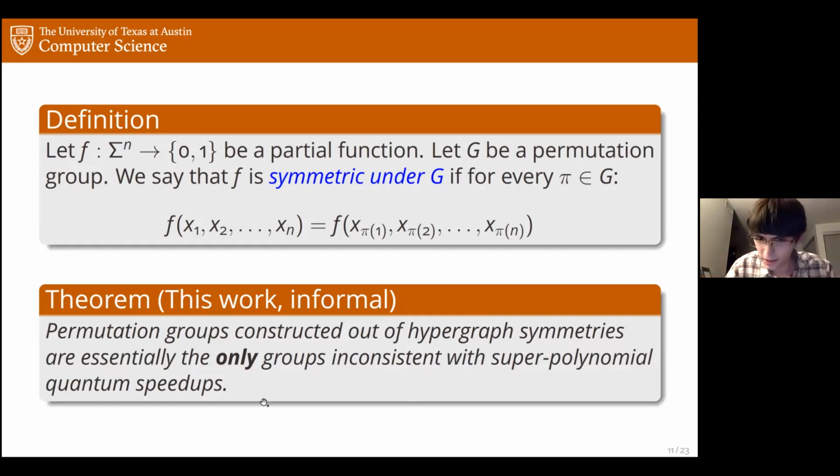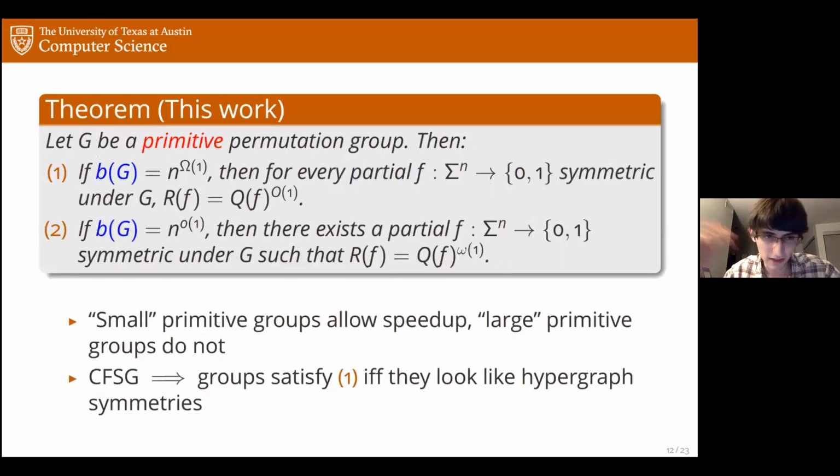This statement here is deliberately informal because the actual statement of our result is a little bit technical. In case there's any group theorists in the audience who are curious, this is what it is, but I'm not going to explain this in much detail. Formally, we prove a dichotomy theorem for what are called primitive permutation groups. This dichotomy depends on this quantity called B of G, which turns out to be the minimal base size. This basically says that small primitive groups are consistent with large speedups, and large primitive groups are not consistent with large speedups.